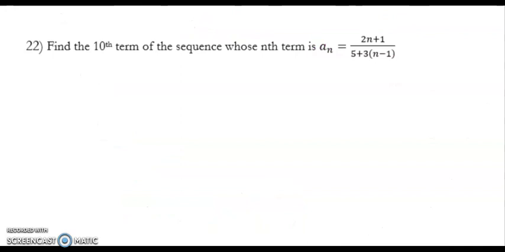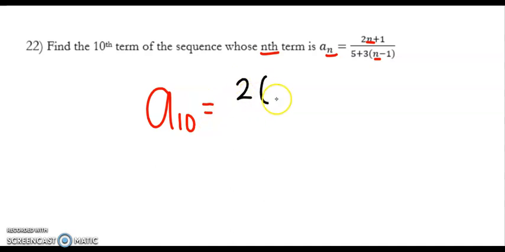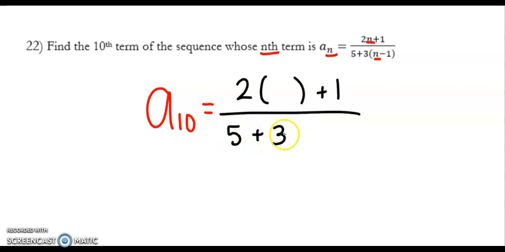Last one. Find the 10th term of the sequence whose nth term is a sub n. Well, if a sub n is 2n + 1 and 5 times 3 times n minus 1 plus 5, then I want to find a sub 10, which means that everywhere I see an n, I'm going to replace that n with the number 10.